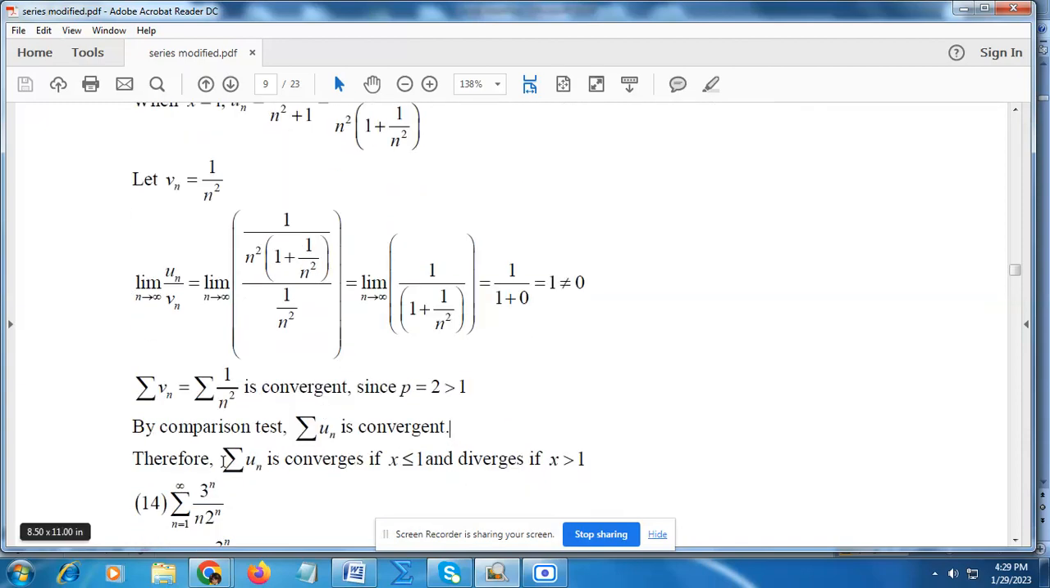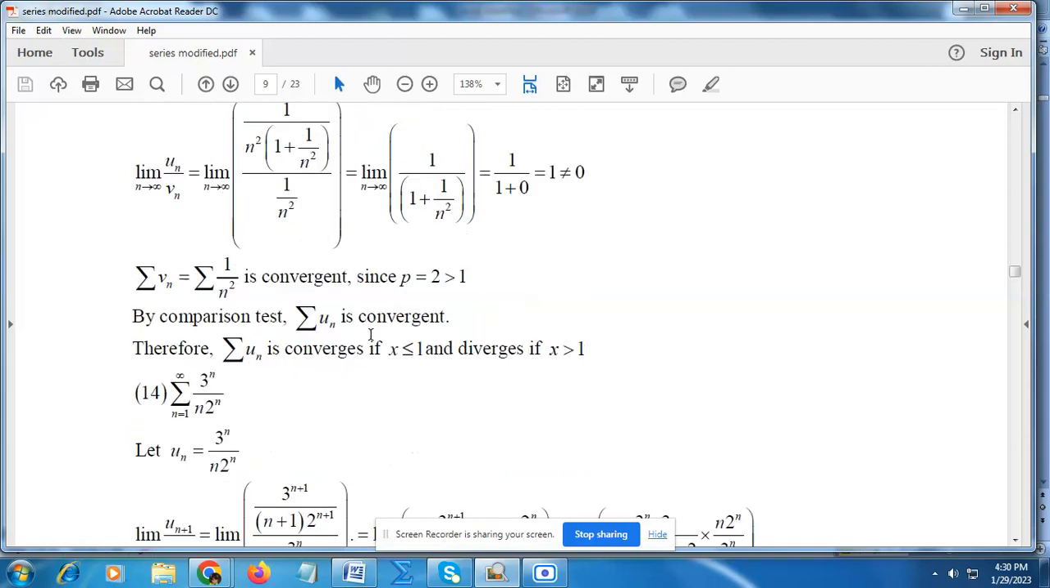So we conclude that the given series converges if x is less than or equal to 1 and diverges if x is greater than 1. Okay. Because at x equal to 1 it converges, so take the inequality with equality for convergence.